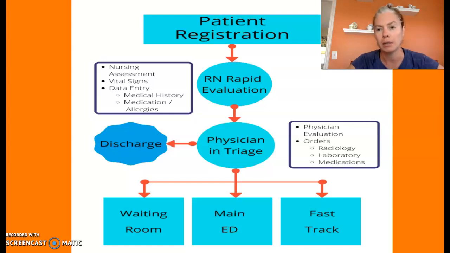A patient comes in, they come up to the registration, they give their name, their date of birth, they discuss their insurance, and they give a brief complaint such as, I have been vomiting. The triage nurse then will give the patient a set of different questions to figure out what their main complaint is, such as how long have you been vomiting? Do you have any abdominal pain?